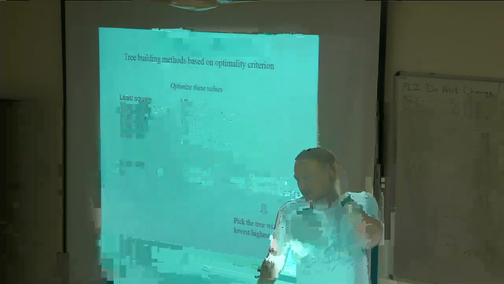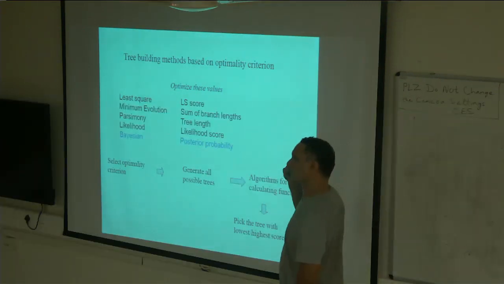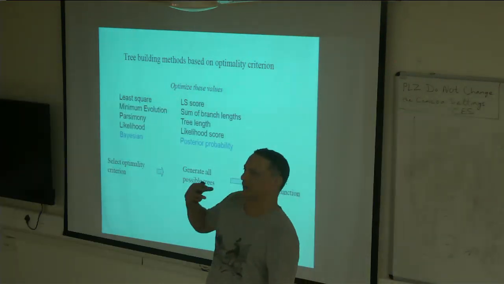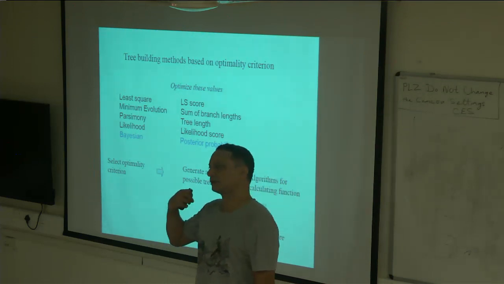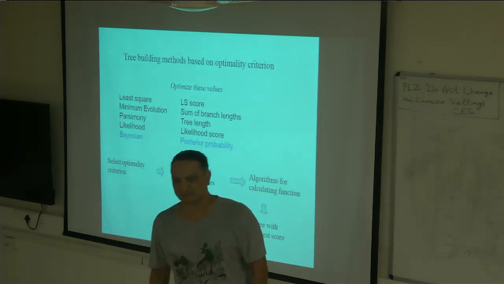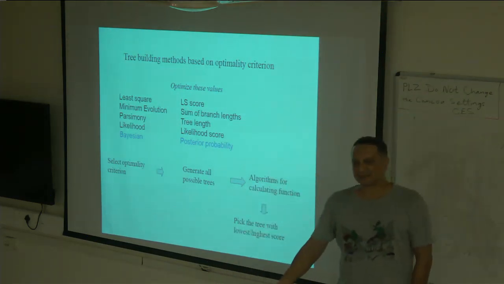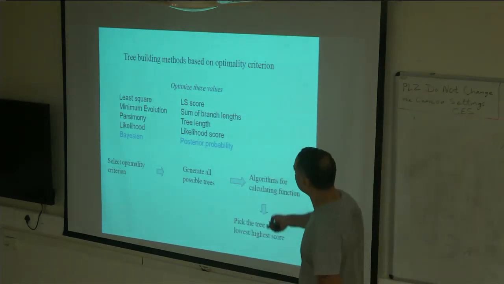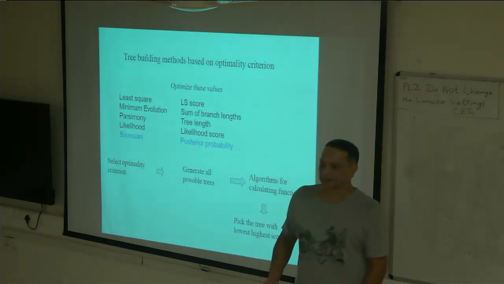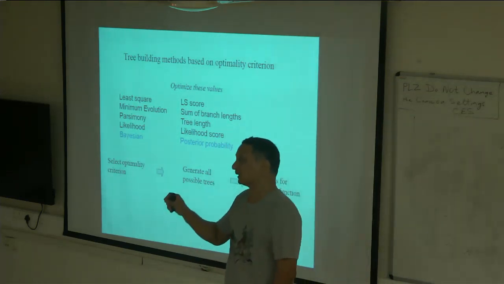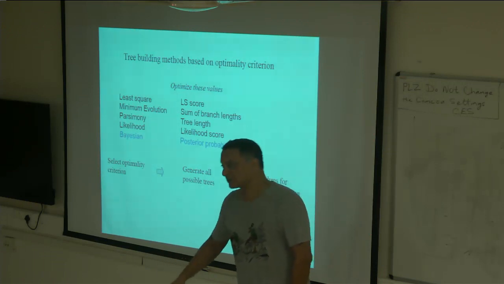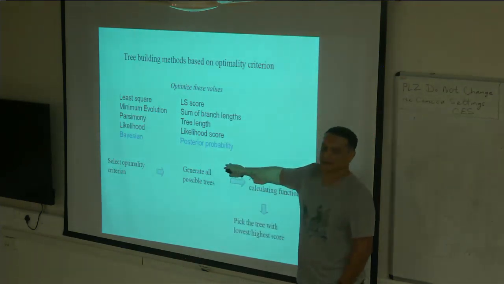And different programs do it different ways. And there's a lot of emphasis now on how to come up with search algorithms that are really very fast. Okay, so the optimality criteria per se is not that important. Bayesian approach, the program MrBayes uses that MCMC method. That's basically a search algorithm.